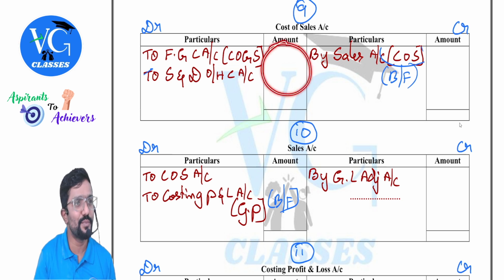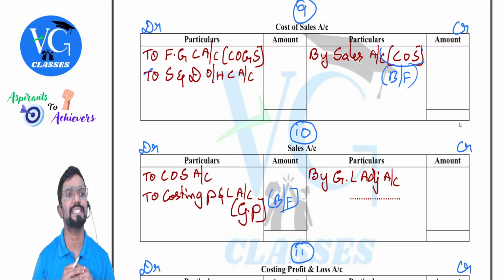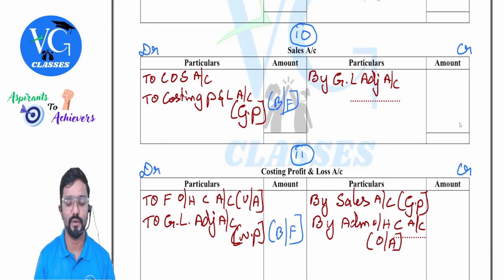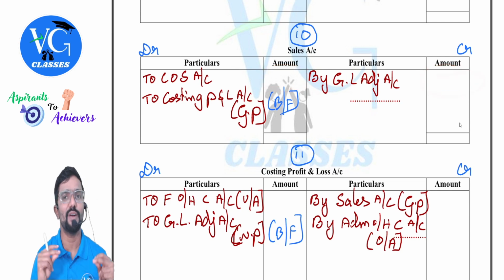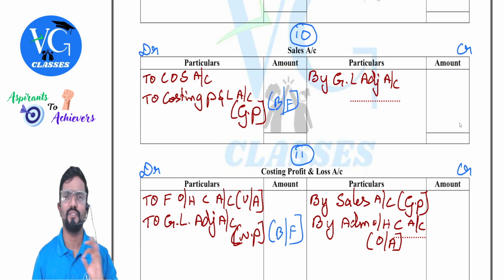Now can I call both of these put together cost of sales? Hello? COGS plus selling and distribution. What is it? Cost of sales. They are transferring it to sales account. Now, in sales account, receive the cost of sales. Record the sales on the credit side. What is the entry for sales? General ledger to sales. Whether it is cash sales or credit sales, no difference.